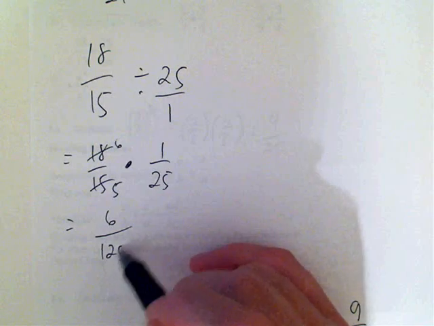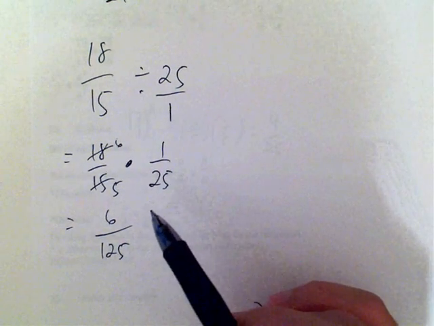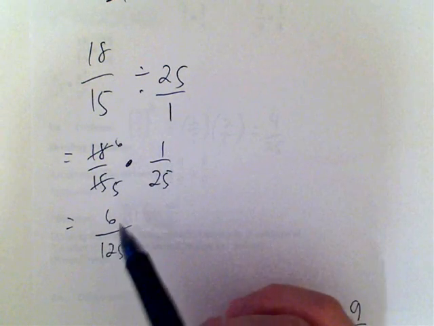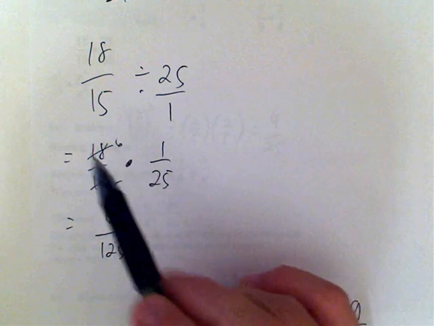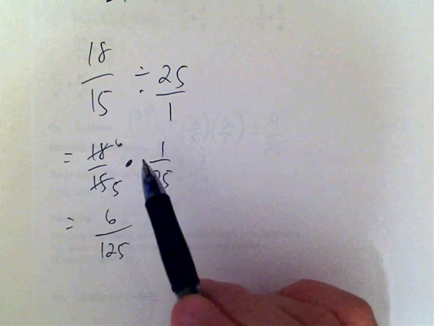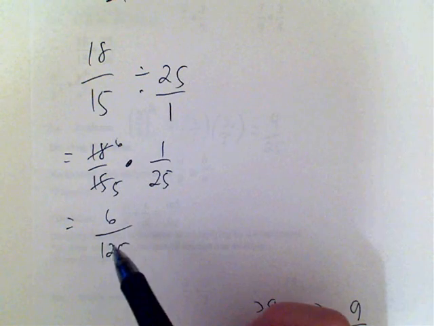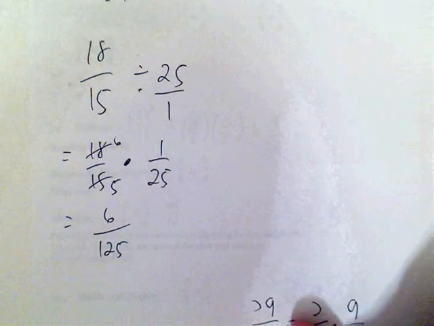Here's the thing about this. If I reduce first, I don't have to worry about reducing that number. If this doesn't reduce any further, then this doesn't reduce any further. Got that? All kinds of advantages to reducing first.